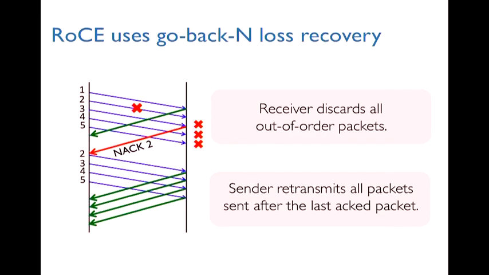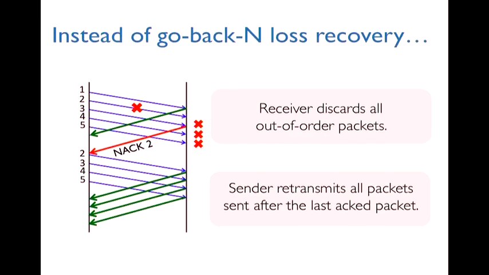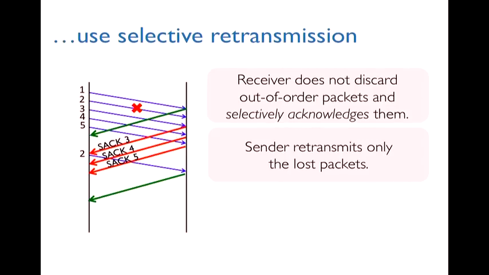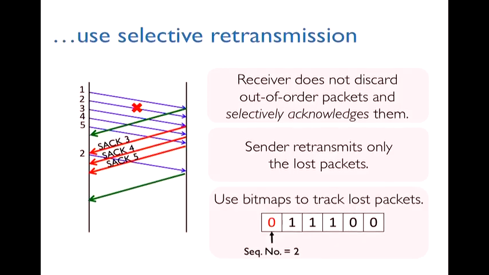Now, instead of doing this go-back-N loss recovery, with IRN we do selective retransmission. So when the sender sends packets 1, 2, 3, 4, and 5 and packet number 2 is lost, with IRN the receiver does not discard the out-of-order packets and selectively acknowledges them, and the sender only retransmits the lost packet. We maintain simple bitmaps at both the sender and the receiver to track the lost packets. The selective retransmission scheme is not very new. It has been inspired from traditional TCP, but our design is much simpler and more tightly integrated with the RDMA semantics in RoCE.